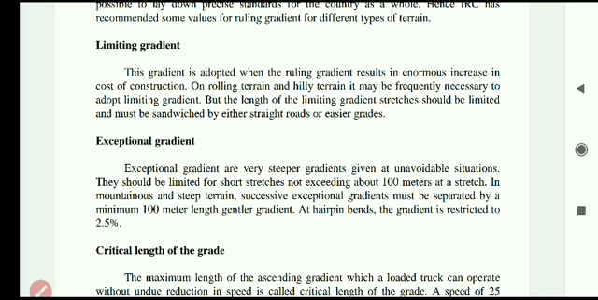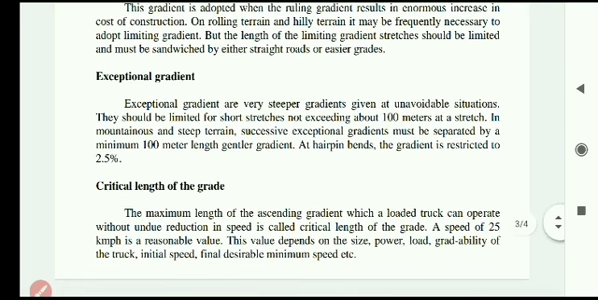These exceptional gradients are always provided across mountainous or steep terrain. The best example for mountainous and steep terrains is the Ghat section. You can see in many Ghat sections there are climbing or falling roads, rising roads or falling roads. If on one side it is a falling gradient continuously, then on the other side it is a rising gradient. That is the Ghat section, in general words. So these types of gradients are called exceptional gradients.